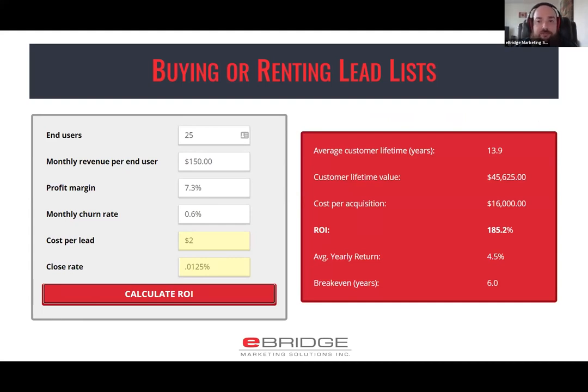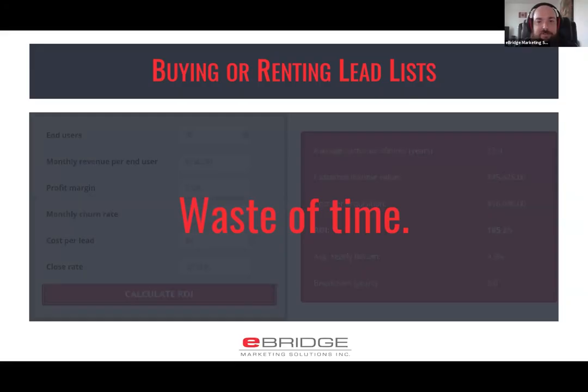185% ROI. So I'm actually surprised it was positive. But look at that cost per acquisition, $16,000 cost per acquisition. That's insane. So a break-even time of 6 years. I don't think anyone is going to want to wait 6 years to see a return on their marketing. So I feel fairly conclusive that we can say buying or renting a lead list is a waste of time. Do not bother doing it. You're just going to spend money for no purpose.